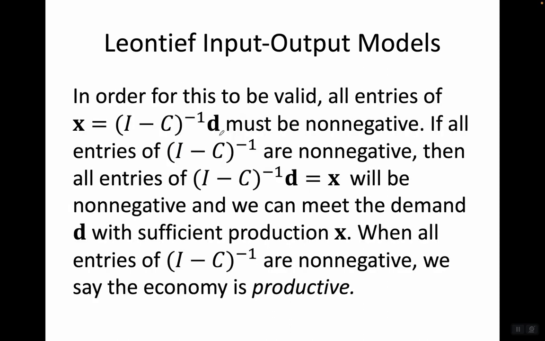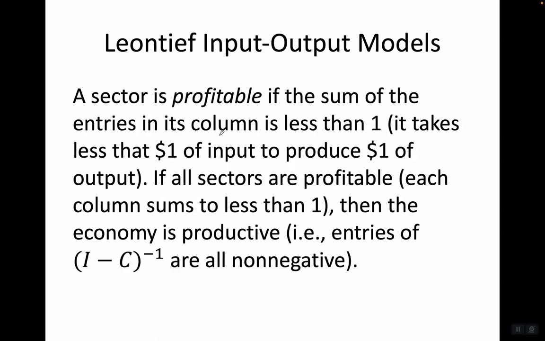In order for this to be valid, all entries of X, that is I minus C inverse D, must be non-negative. If all entries of I minus C inverse are non-negative, then all entries of I minus C inverse D, equals X, will be non-negative. And we can meet the demand D with sufficient production X. When all entries of I minus C inverse are non-negative, we say the economy is productive.